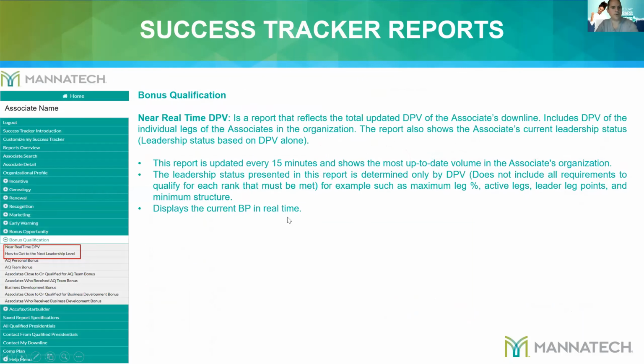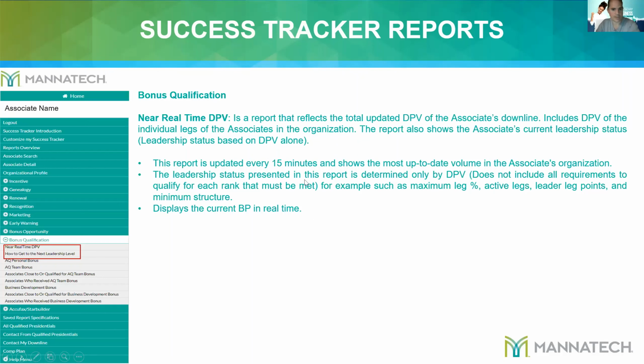Okay, the next bonus is going to be near real-time DPV. This is probably one of the most important reports for you, which you'll manage on a daily basis to see what your current DPV is and your leadership. So near real-time DPV is a report that reflects a total updated DPV of the associate's downline, and includes DPV of the individual legs of the associates in the organization. The report also shows the associates' current leadership status based on DPV alone. This report is updated every 15 minutes and shows the most up-to-date volume in the associate organization.